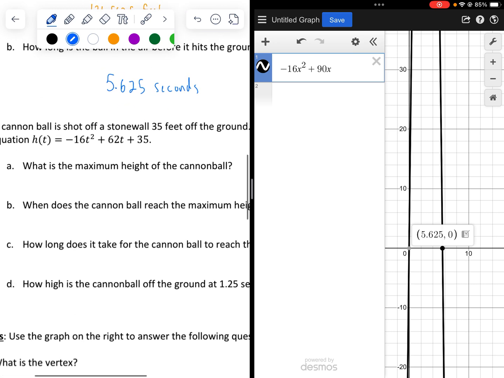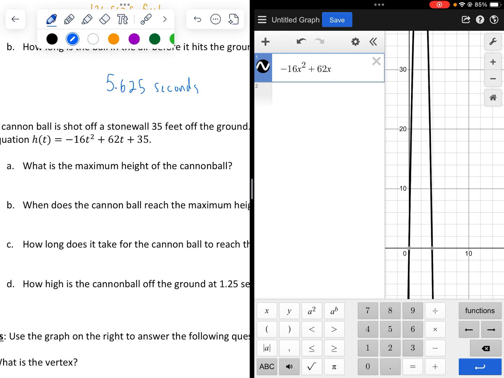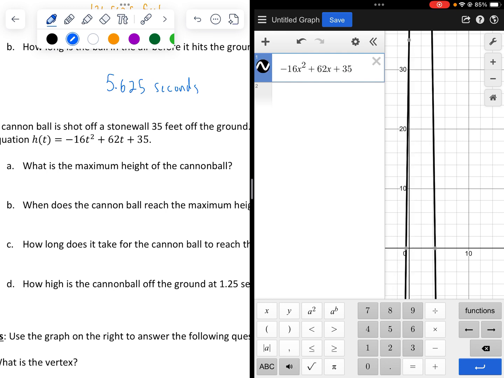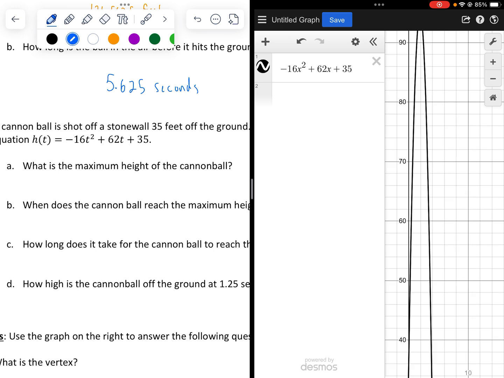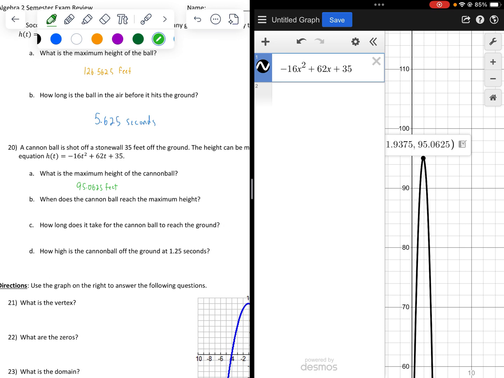Okay, that's it. And this next one is -16t squared plus 62t plus 35. What is the maximum height of the cannonball? Again, the y value of the vertex. So it's 95.0625 feet. When does the cannonball reach its maximum height? That's just the x value of your vertex, which is 1.9375 seconds.